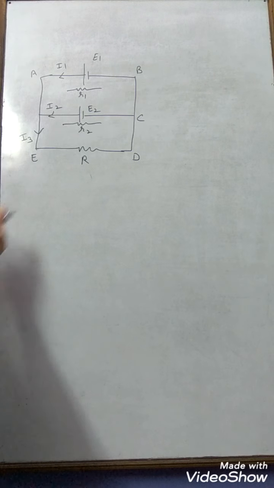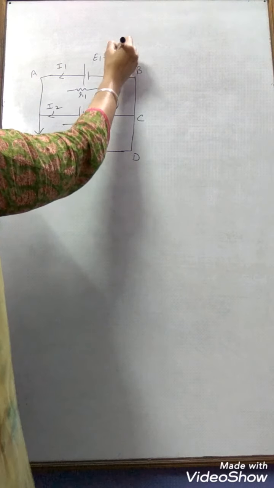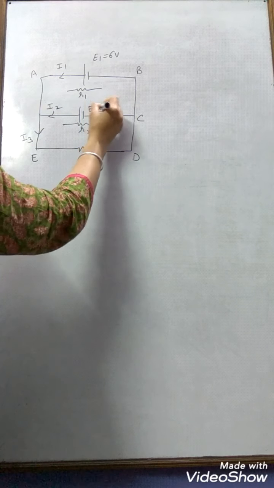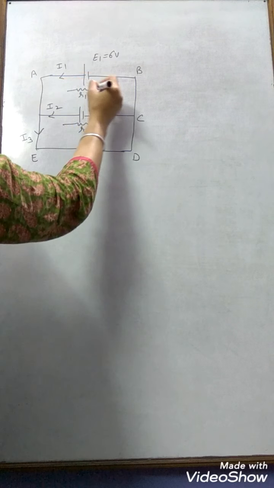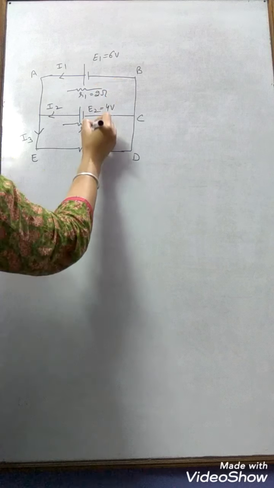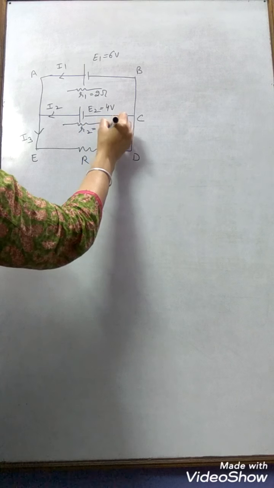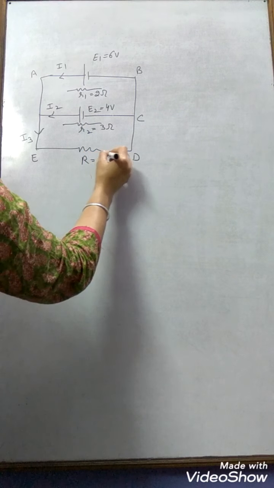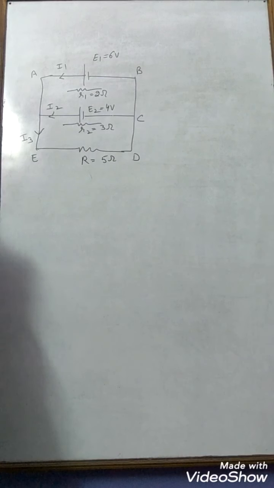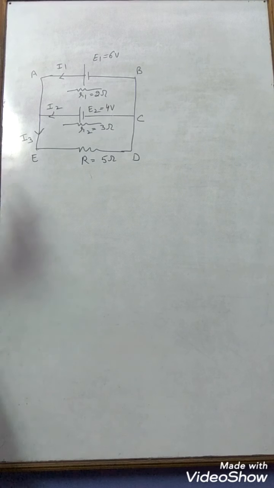Okay. And the value is 6 volt. And this value is 4 volt. And this value is 2 ohm. And this value is 3 ohm. And this value is 5 ohm. Now we have to calculate these currents I1, I2, I3.